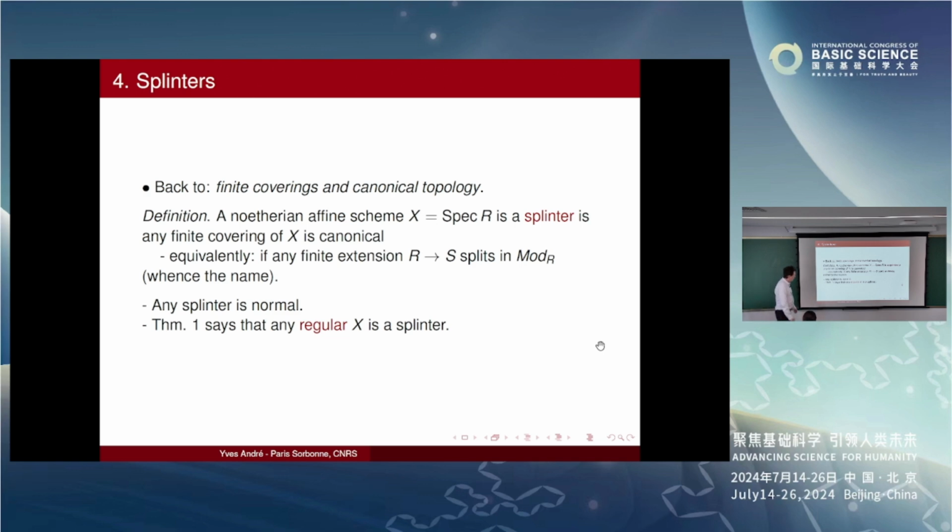So now let me come back to finite coverings and the canonical topology. There is a definition which predates all these new developments. It's the definition of a splinter. A ring R, or Noetherian affine scheme X, Spec R, is a splinter if any finite covering of X is canonical, which can be translated into pure commutative algebra: if any finite extension R to S splits as an R-module. Whence the name splinter.